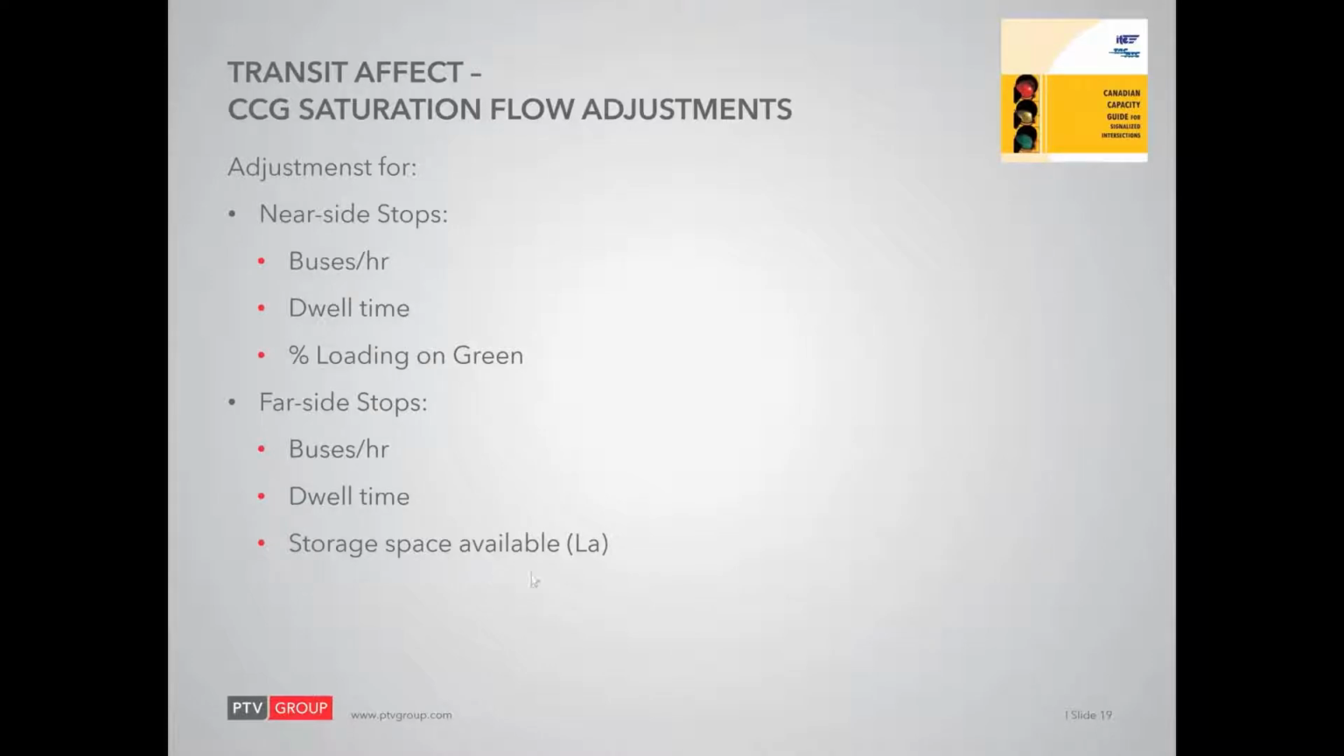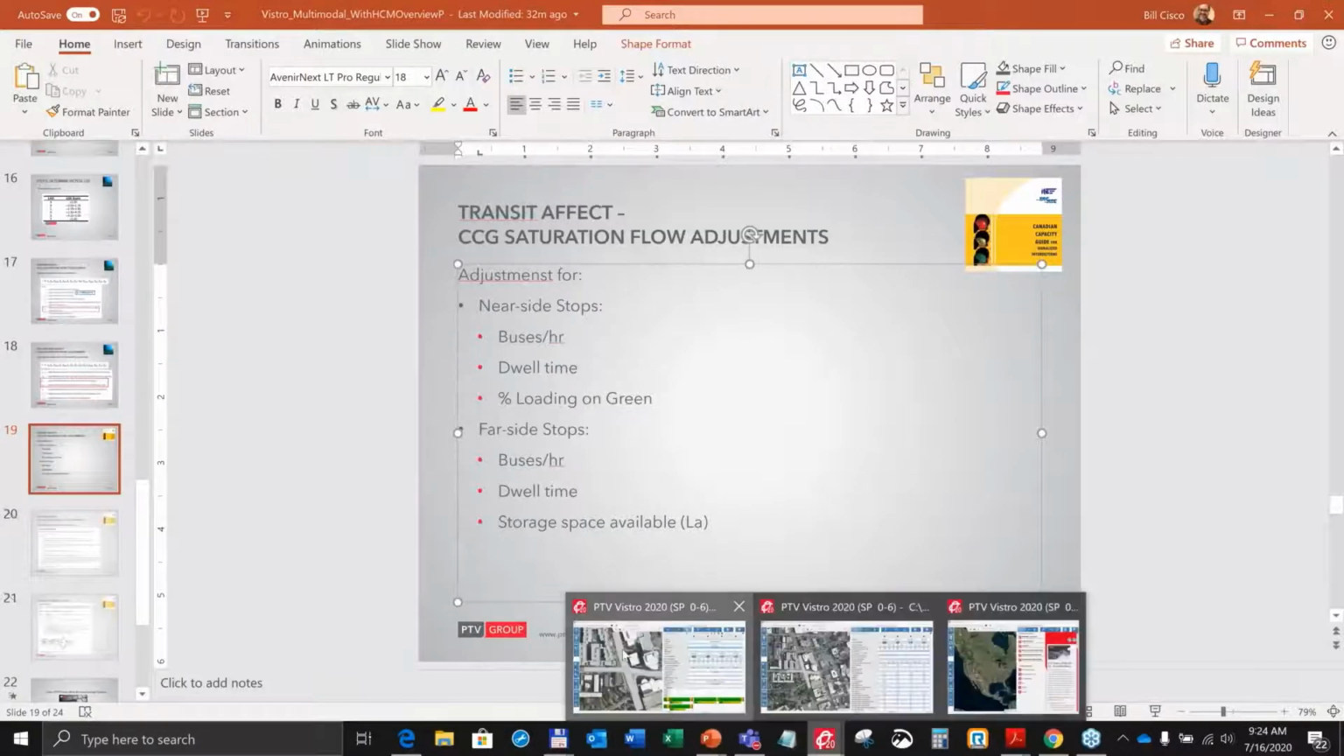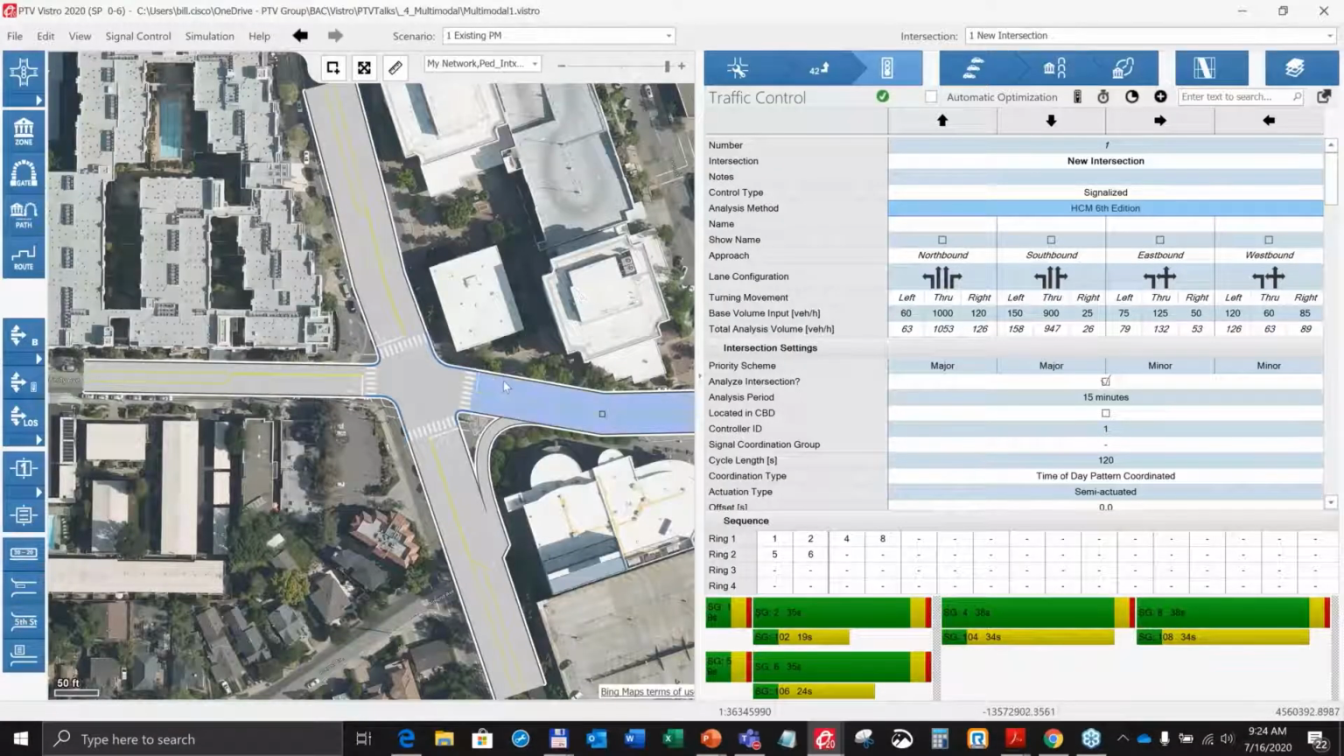And on the far side stops, it also looks at how much space is available, because of course, if you're on the far side operationally, that's supposed to allow for better traffic flow for the rest of the vehicle movements. But if there's not sufficient space available, you'll still get queuing back into your signal. So I'm not going to go into details on the CCG, but I did want you to be aware that there are other inputs and ways that you can account for, and even if you're looking at location planning for where to place your bus stops and how it affects intersection operations, it may be worth the quick toggle over to the CCG method within Vistro in order to see what the differences are.